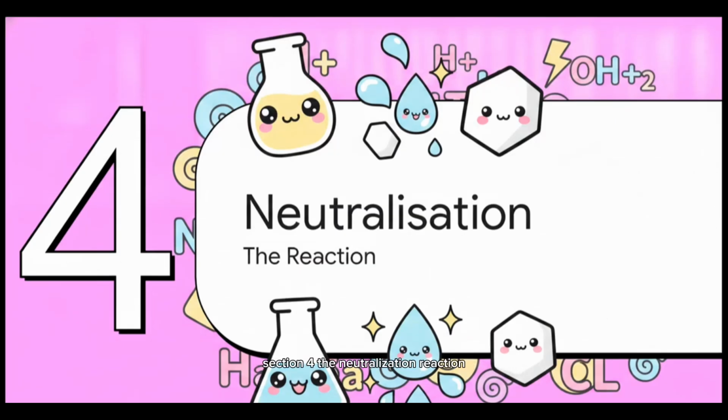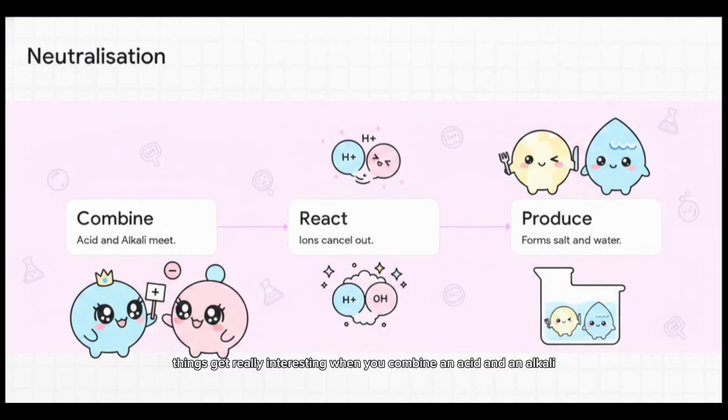Section 4. The neutralization reaction. Now things get really interesting when you combine an acid and an alkali. They don't just mix, they react powerfully. The hydrogen ions from the acid and the hydroxide ions from the alkali combine and they essentially cancel each other out. This process is known as neutralization, and it always produces two very specific things, a salt and water. So the core equation you absolutely need to remember is simple but profound. Acid plus alkali produces salt plus water.